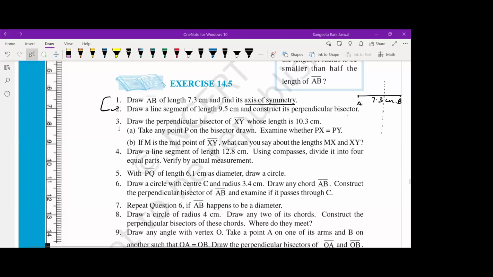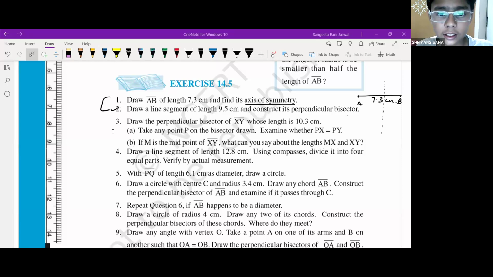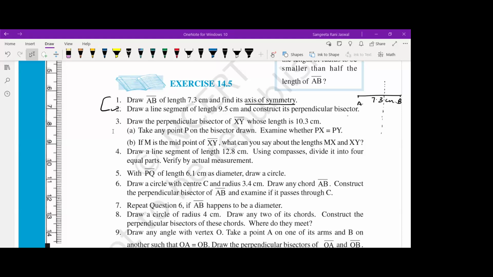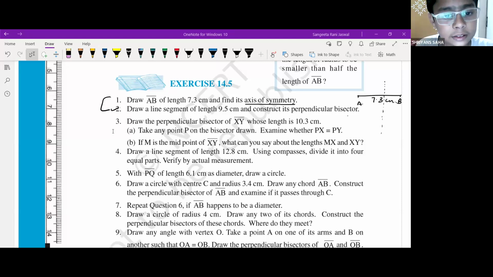Okay. Let's see now question number 3. Shreyansh, read question number 3. Yes, ma'am. Draw the perpendicular bisector of line segment XY, whose length is 10.3 centimeters. A. Take any point P on the bisector drawn. Examine whether PX is equal to PY. Read the next also. If P is the midpoint of line segment XY, what can you say about the length PX and XY?